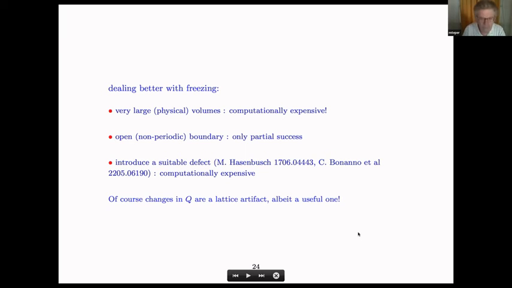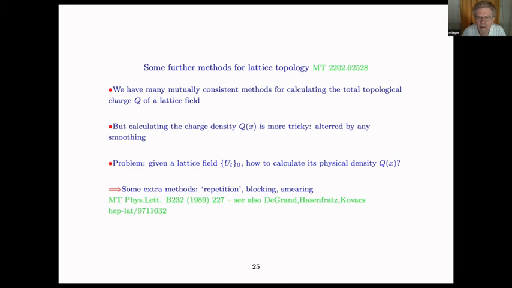Let me finish now with a few comments about playing around with some further methods for lattice topology. The motivation here is that, as we've seen, we have many mutually consistent methods for calculating the total topological charge of a lattice field. But the topological charge density itself is more tricky. If you smoothen the fields, you're certainly changing it. If I cool, I get a very different topological charge density after 20 cooling sweeps than I do after 2. The total topological charge will not change, but everything gets shifted around.